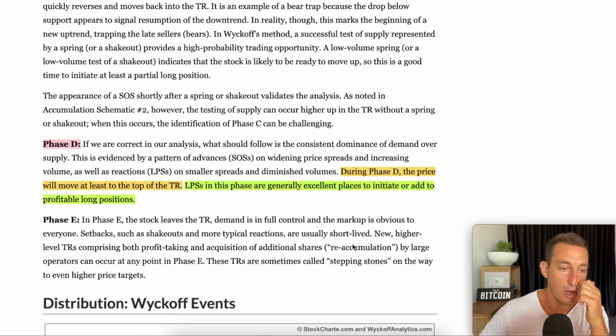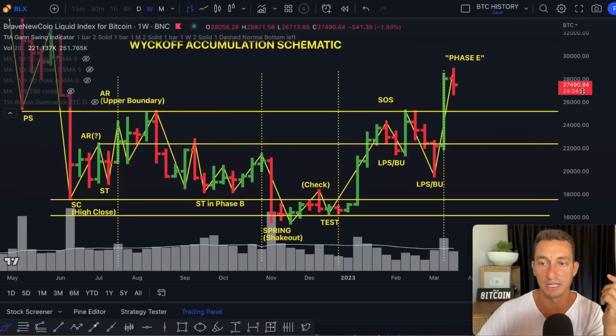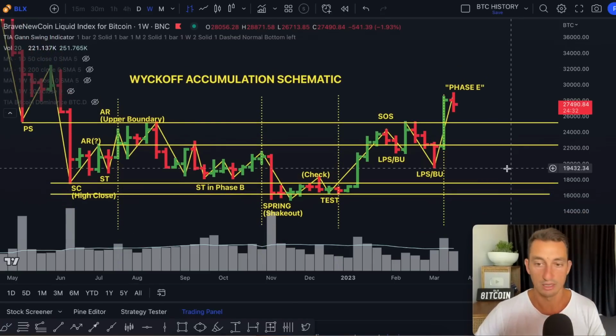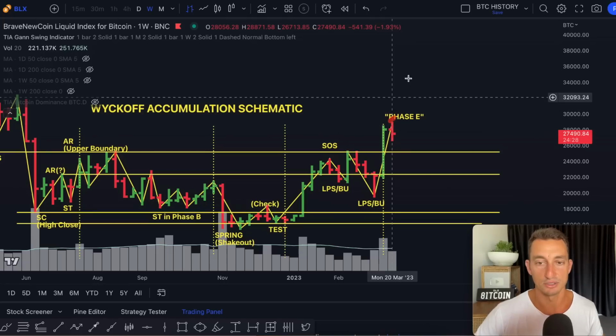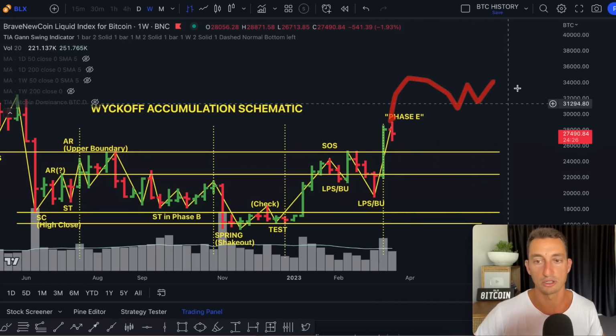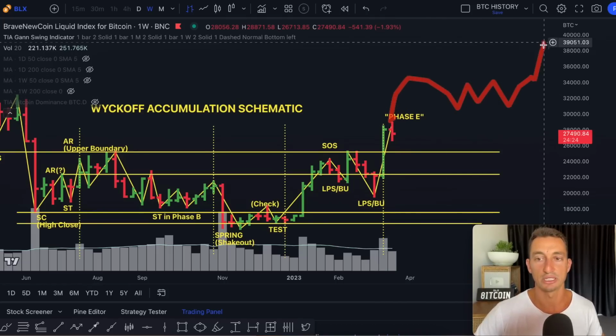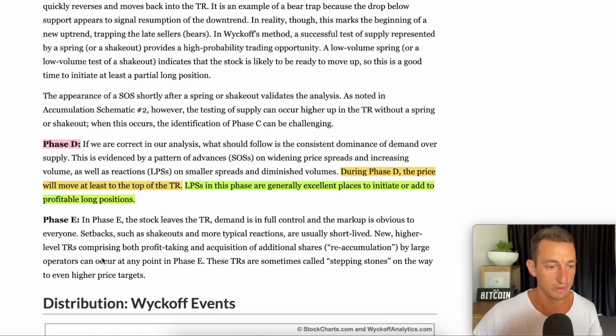So, new higher level trading ranges. Essentially, we'll be looking for reaccumulations at higher prices. So we move this chart, look to the upside here somewhere, maybe we start to form another accumulation range, and then eventually we break out of that range as well. That's what is anticipated within phase E. So this is potentially what happens next.